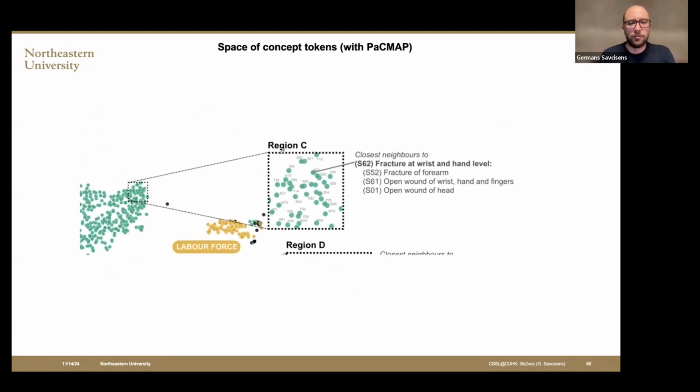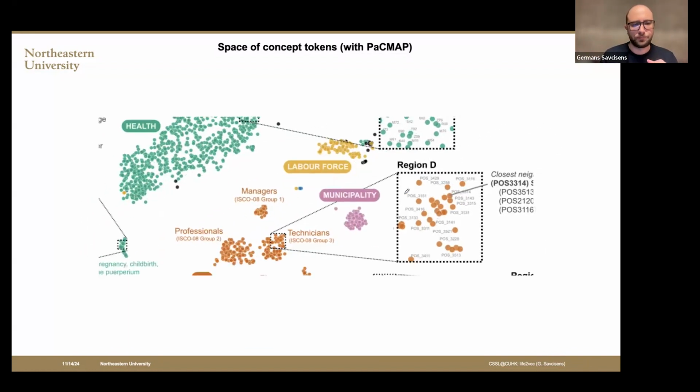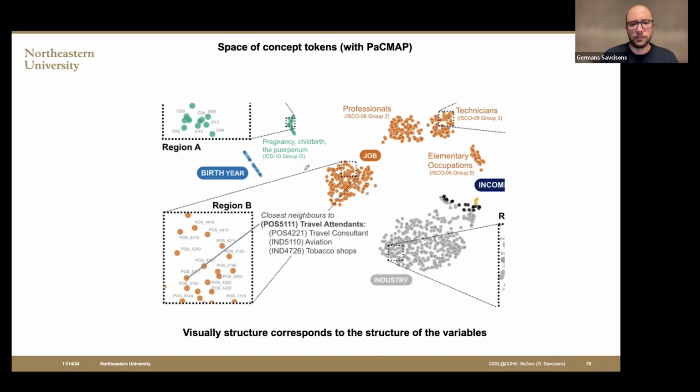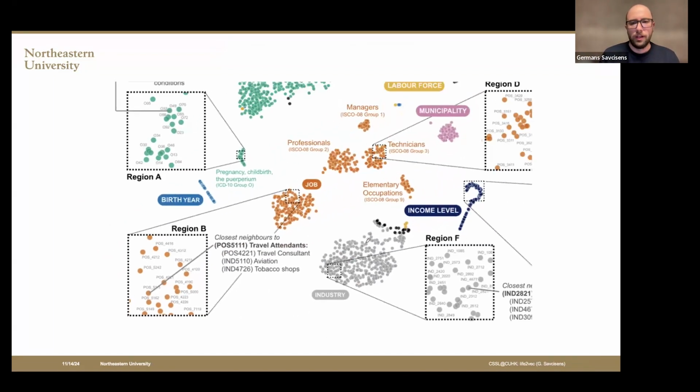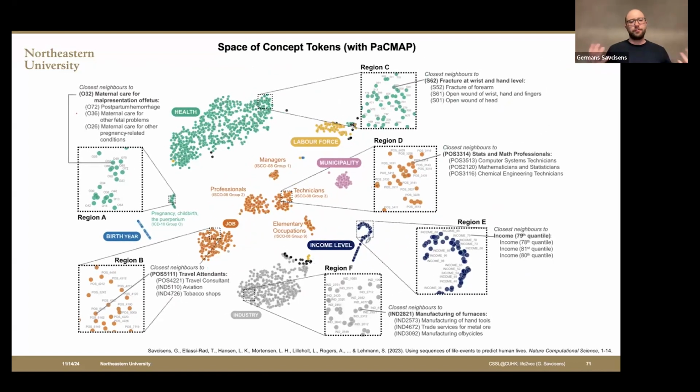If we look at the cloud of diagnoses, or rather words related to diagnoses, if we just pick a random word in there, we can see that it's going to be surrounded by words from a very similar classification, from the similar class. So fracture of wrist is going to be really close to fracture of arm, or open wound. We can also see a similar thing happening with the jobs. For example, if we pull the token for travel attendants, we can see that the closest concept to it is travel consultant, aviation, and so on and so forth. So from our first analysis, we did conclude that our model did learn something.